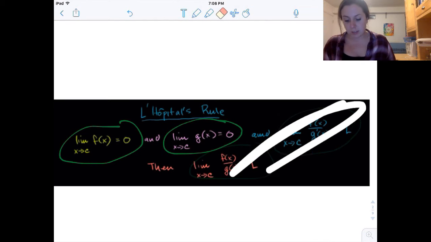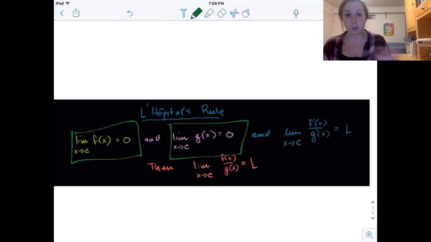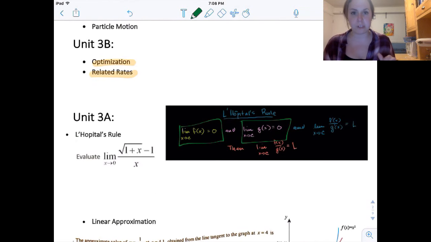So notice the conditions that need to be true here. You must have the limit of f and the limit of g equal to 0 or equal to infinity. It could be either. But you need those limits defined separately. So if you're still somebody who's writing 0 over 0, be very careful with that. That's not the definition of our rule here.